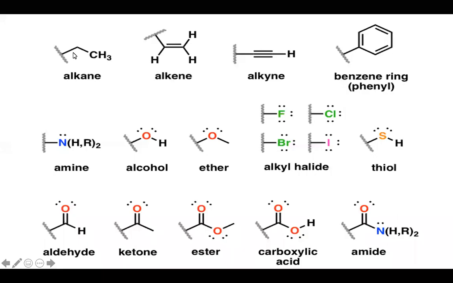Meet them. First we have alkenes, alkynes, benzyl ring, aromatic. Smells so good. Amines, alcohol, ether, alkyl halide, thiol, aldehyde, ketones, ester, carboxylic acid, and amide. And I'm going to introduce you one by one.